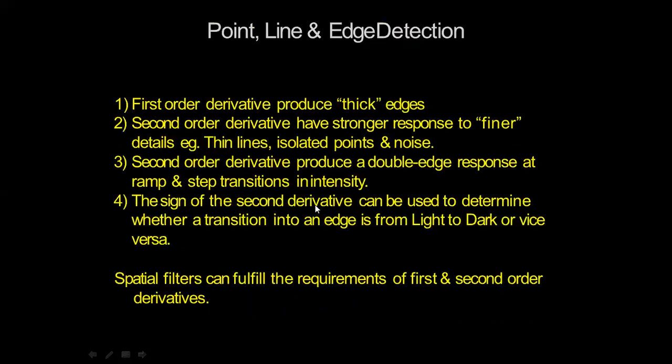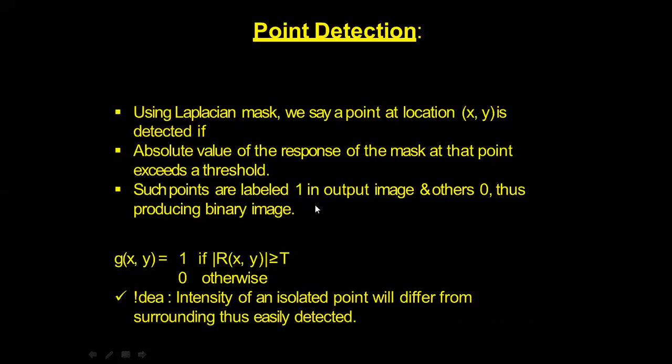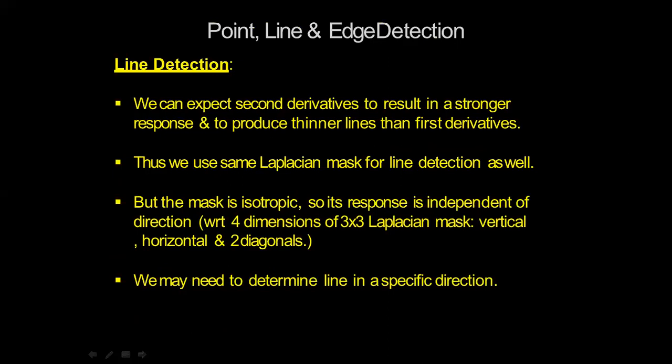Okay, now next what we have with us is line detection. Here we can expect second order derivatives to give stronger responses and produce thinner lines than the first derivative. Thus, we use the same Laplacian mask for line detection as well, but the mask is isotropic, so its response is independent of direction.